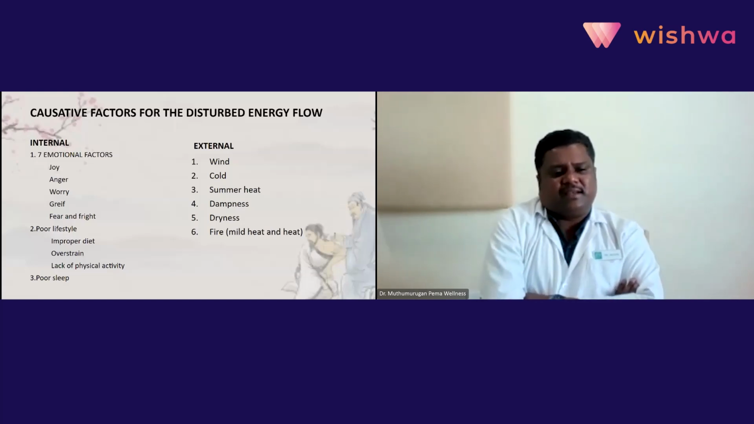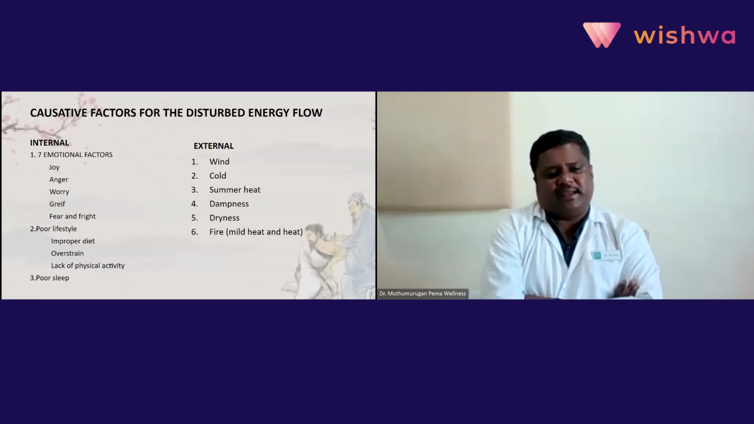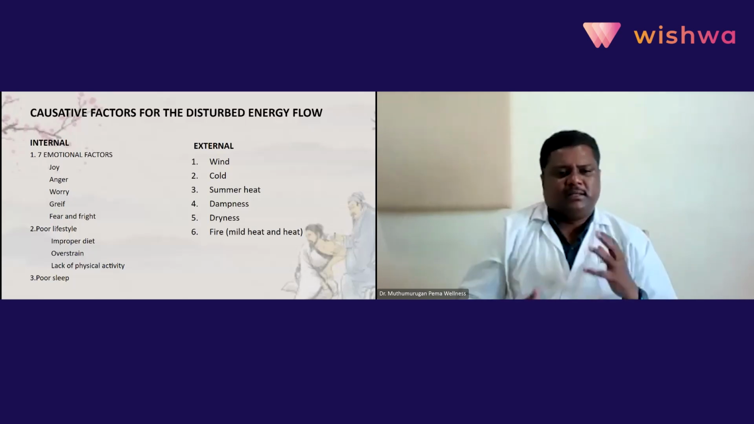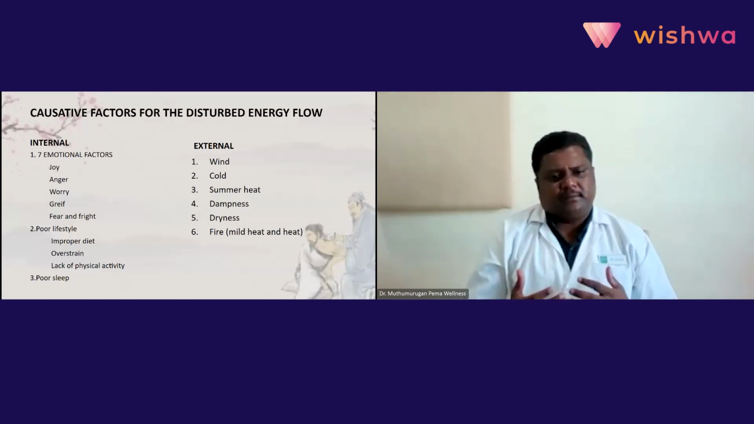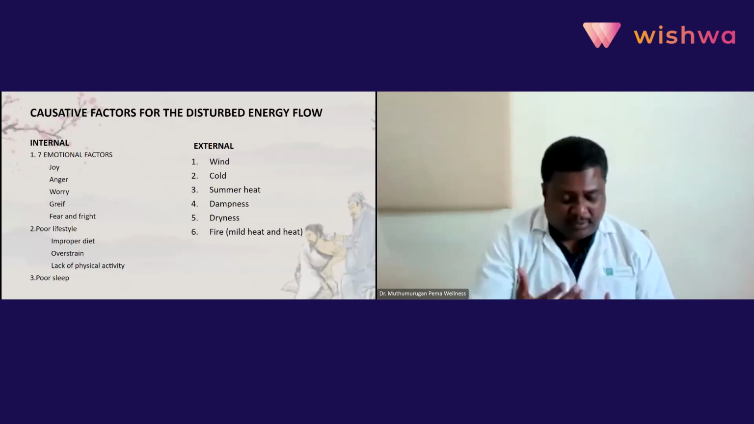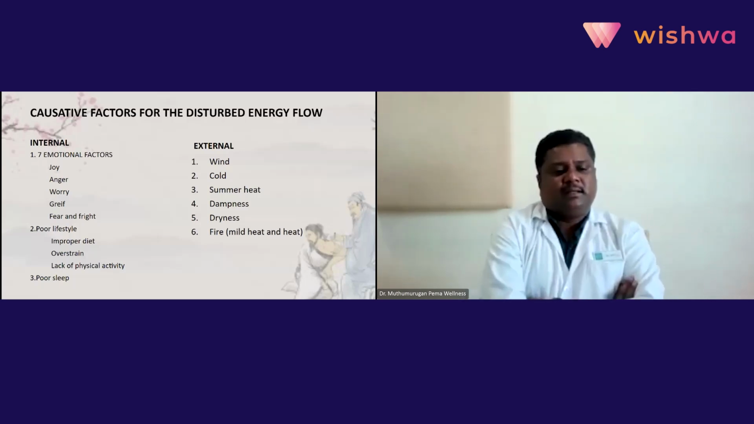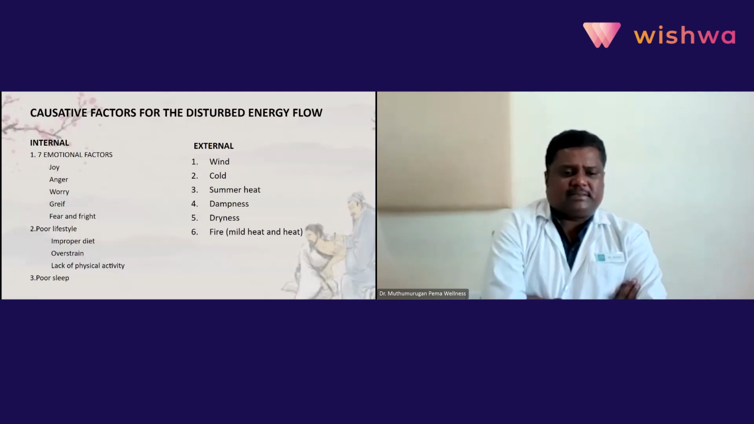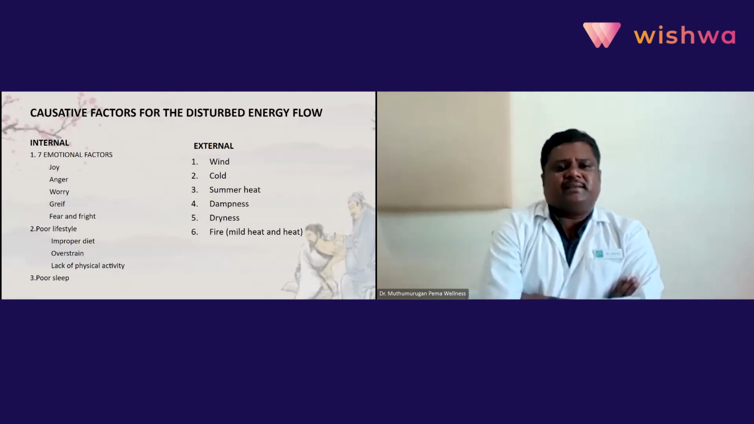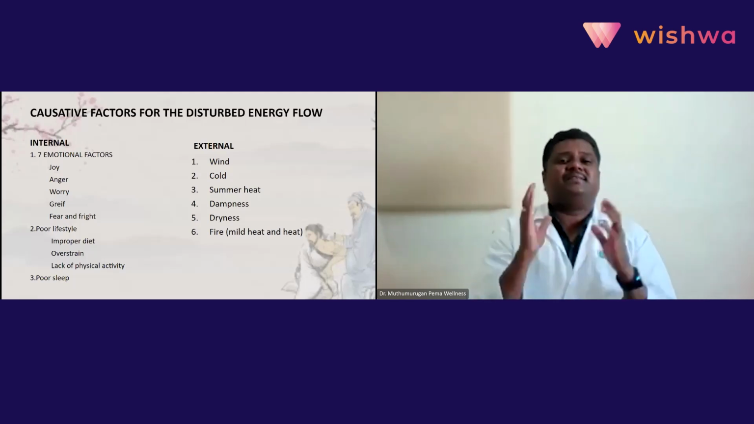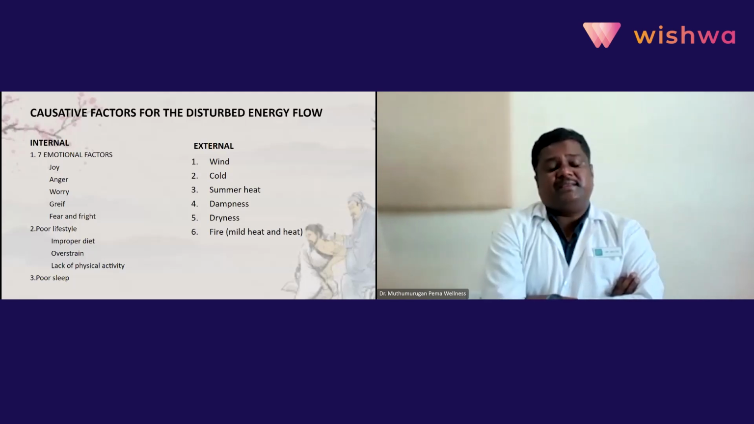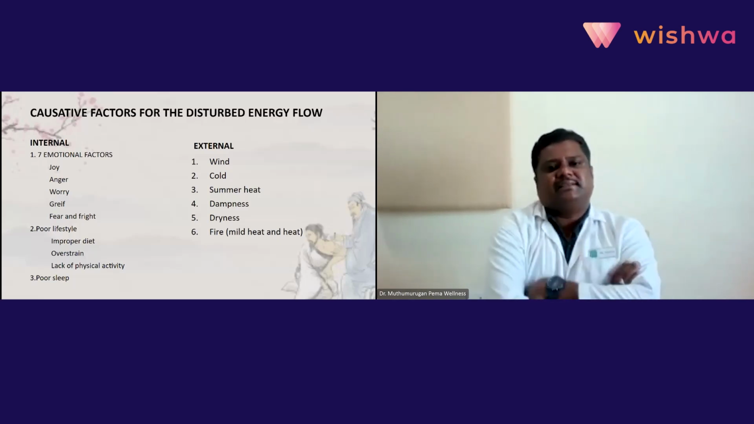Poor lifestyle, improper diet, overstrain, and lack of physical activity all will disturb the production, transport, and utilization of energy flow. So lifestyle is very, very important. Poor sleep is very important too, because sleep is the natural mechanism. Sleep is God's gift, or we can say nature's gift, for the regeneration, regrowth, and renewal of the human cells of the body.